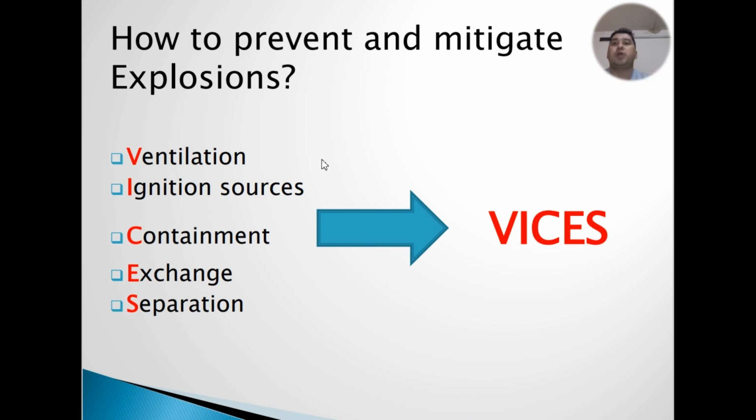After that, ignition sources. You have to avoid the ignition sources. Then containment. If there is any fire or any risk, you can contain it in a certain area. After that, you can exchange, then you can separate also. So you can remember this by VICES.